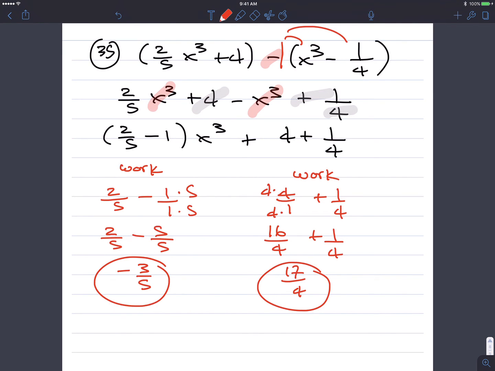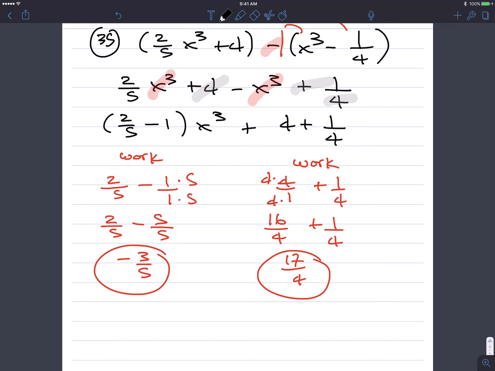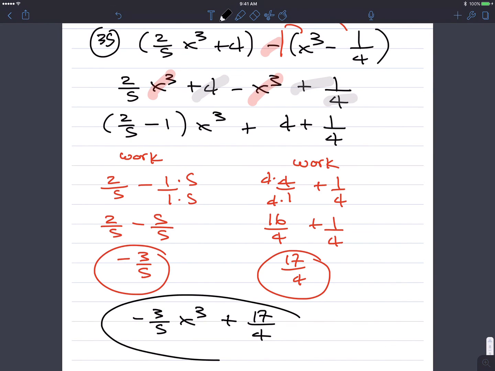So I'm going to replace here these numbers, or let's just write it below. We have negative 3/5 x cubed plus 17/4. The work we did here, I should put this in red, I guess. This number, negative 3/5, is the work we did here. And this number, 17/4, is the work we did over here. There you go, your final answer. And we are done.